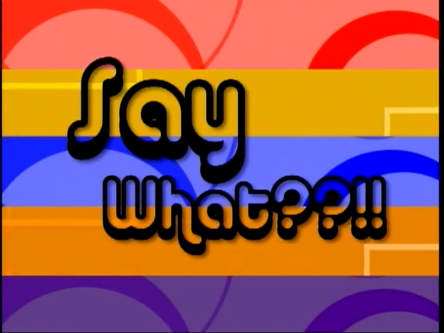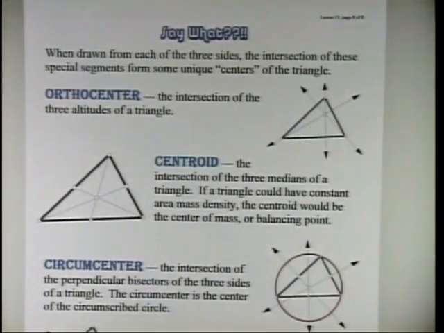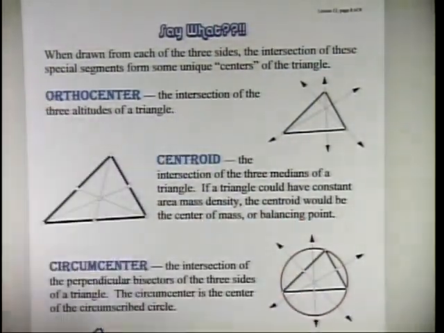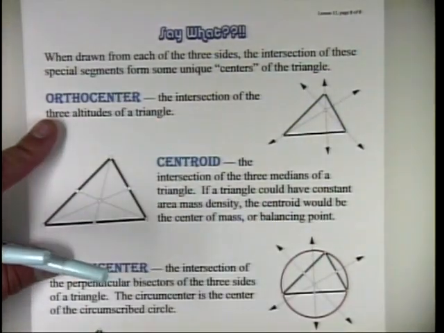Okay? And you know I've been referring in the beginning of the show to the concurrent points that were common for all the special segments. They all intersected at the exact same point inside the triangles. Well, they have special names. Okay? Let's look at the first one here. The first term for the intersection of these special segments is called the orthocenter. The orthocenter. And here's what the orthocenter is.